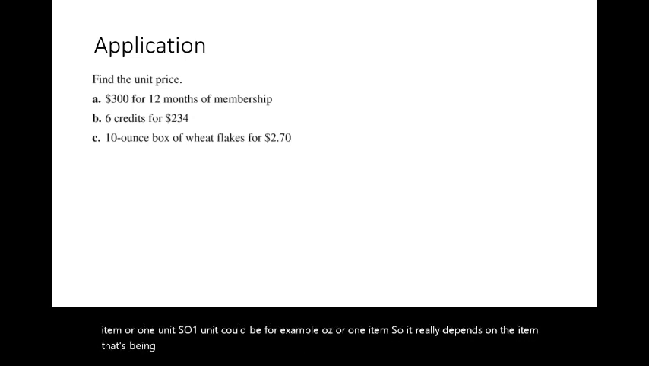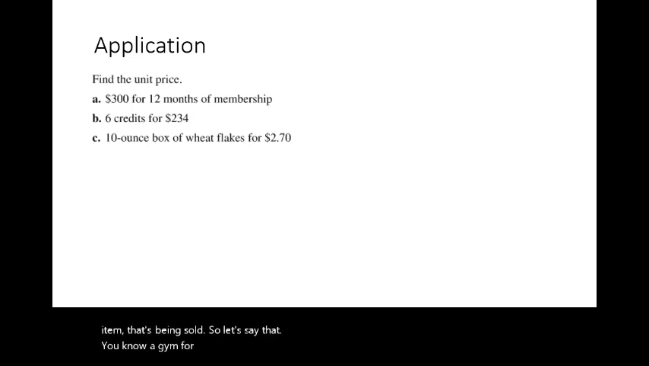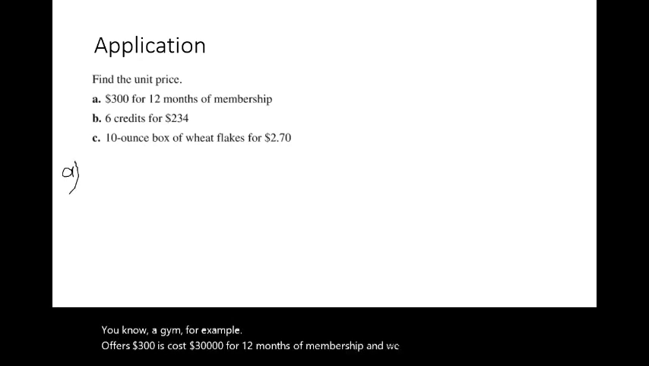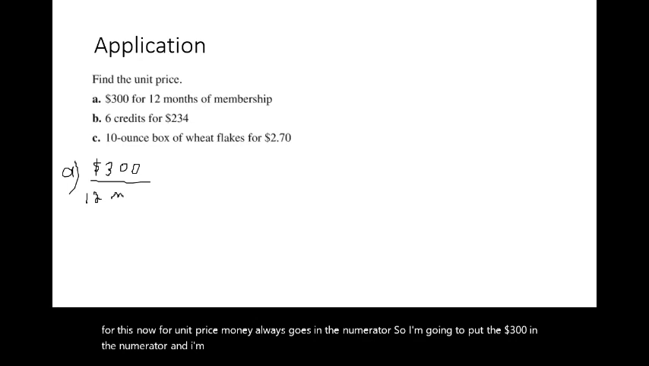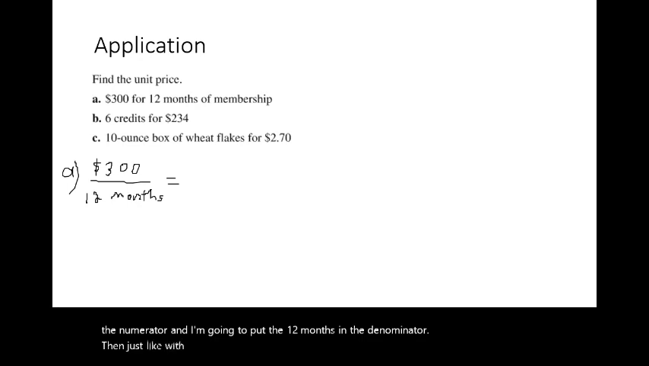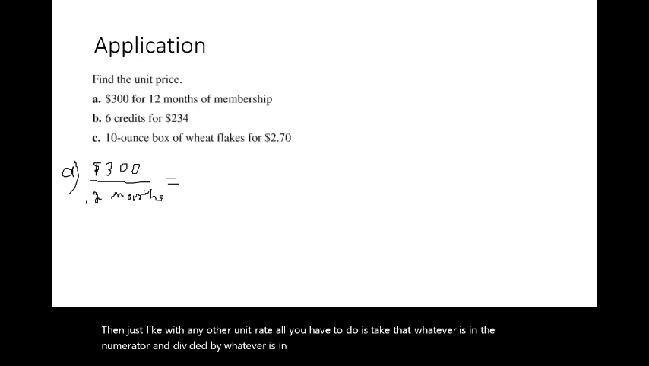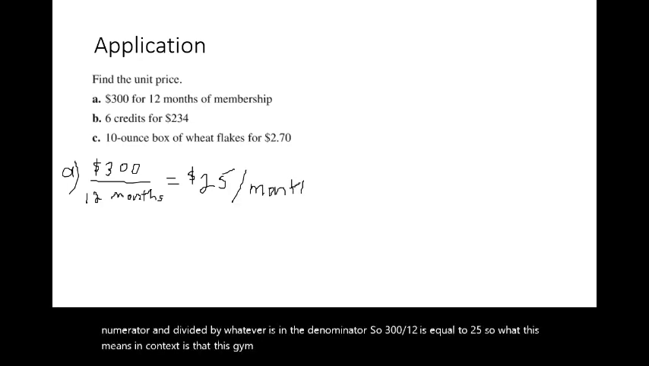So let's say that a gym, for example, costs $300 for 12 months of membership, and we're going to find the unit price for this. Now, for unit price, money always goes in the numerator. So I'm going to put the $300 in the numerator, and I'm going to put the 12 months in the denominator. Then, just like with any other unit rate, all you have to do is take whatever's in the numerator and divide it by whatever's in the denominator. So 300 divided by 12 is equal to 25. What this means in context is that this gym costs $25 per 1 month.